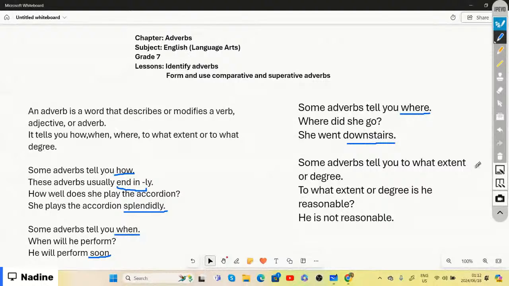And then we also have some adverbs that tell us to what extent or to what degree, right? And the question is, to what extent or degree is he reasonable? And then we can say he's not reasonable. And not reasonable shows us to what extent or to what degree.